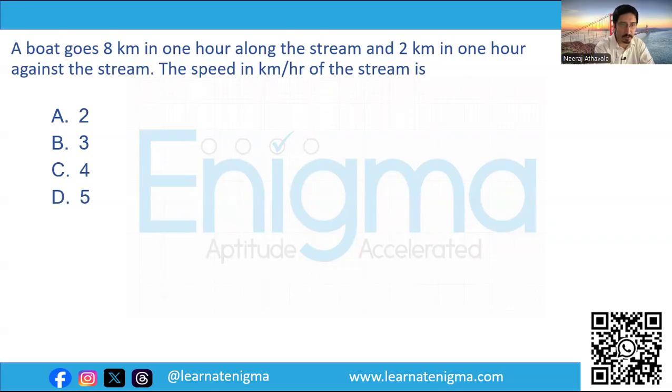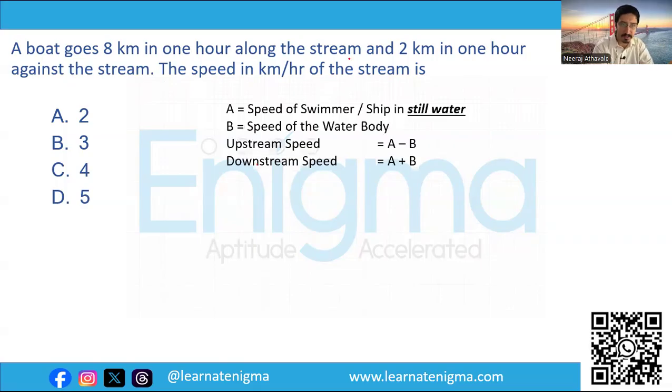Now, in this topic of boats and streams, we first of all need to know the basic things. That is, we can assume it like this. A is the speed of the swimmer or the ship in still water. B is the speed of the water body. So upstream speed, we can say it is A minus B, downstream speed is A plus B.